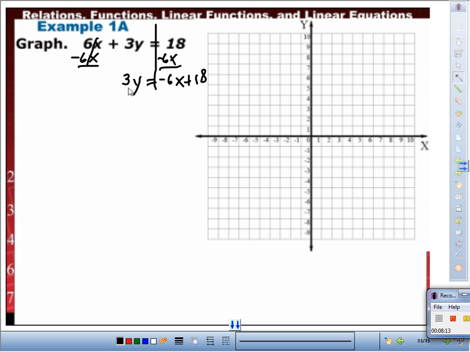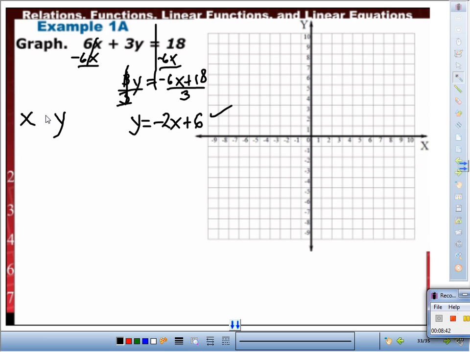Am I done? No. Divide by 3, divide by 3. So my new equation is y equals negative 6x divided by 3 is negative 2x, 18 divided by 3 is 6. Did I solve for y? Yes, because y is by itself. I'm done. Step 2, we need to get an input-output table.